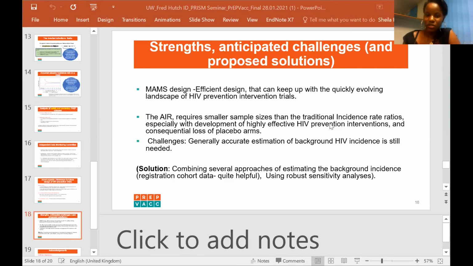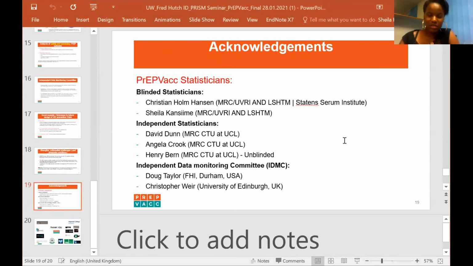Some of the challenges, of course, are still about being able to accurately estimate this background HIV incidence. And our solution to this for now is combining several approaches of estimating the background incidence, with the registration cohort data being quite helpful, and using robust sensitivity analysis around this.